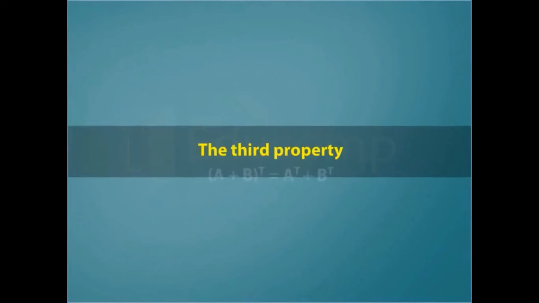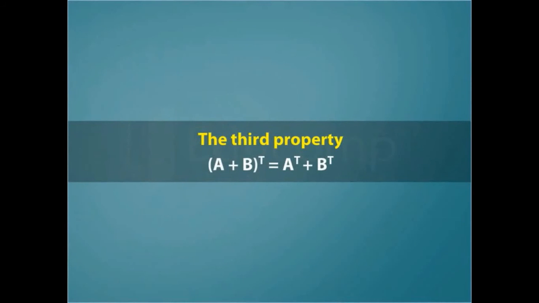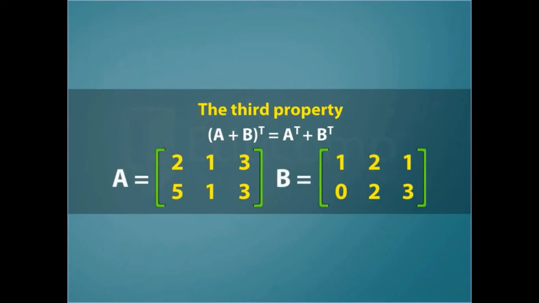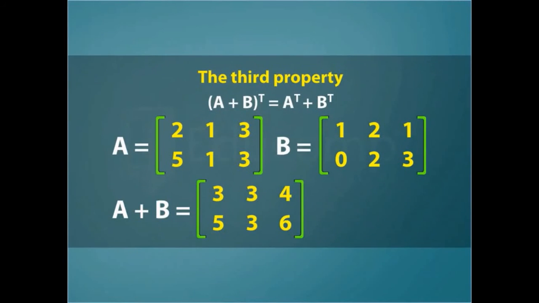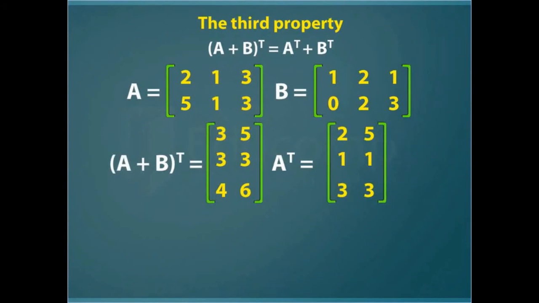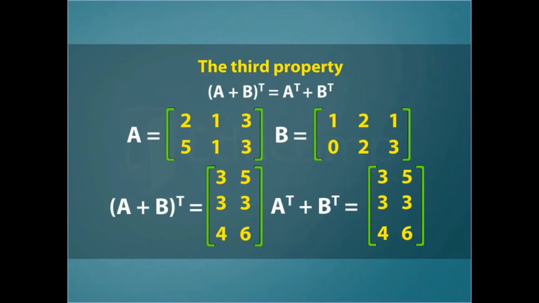The third property is the transpose of the sum of matrices A and B equals the sum of A transpose and B transpose. Let A be a matrix with elements 2, 1, 3, 5, 1 and 3, and B be a matrix with elements 1, 2, 1, 0, 2 and 3. The sum of these matrices will be 3, 3, 4, 5, 3 and 6. The transpose of the sum will be a matrix with the elements 3, 5, 3, 3, 4 and 6. A transpose is a matrix with the elements 2, 5, 1, 1, 3 and 3. B transpose will be a matrix with the elements 1, 0, 2, 2, 1 and 3. The sum of matrices A transpose and B transpose will be 3, 5, 3, 3, 4 and 6.